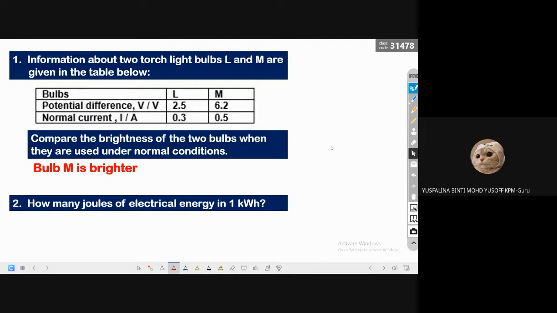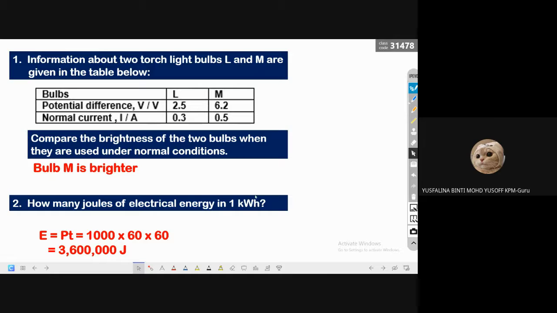Okay, so how many joules of electrical energy in 1 kilowatt per hour? We use E is equal to PT. You can see the formulas we use: E is equal to PT, V is equal to IR, then Q is equal to IT. Then we derive another formula. So just remember those 4 basic formulas. So 1 kilowatt per hour means E is equal to PT. 1 kilowatt means 1,000 watt, so for the power here, 1,000.